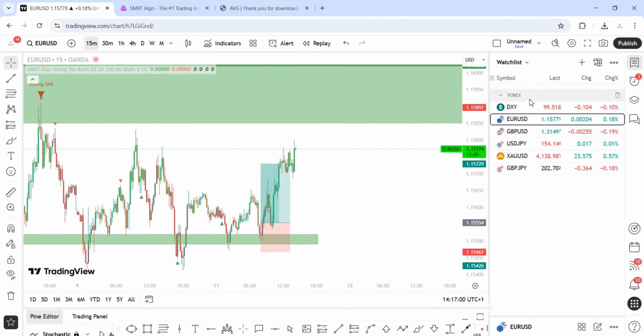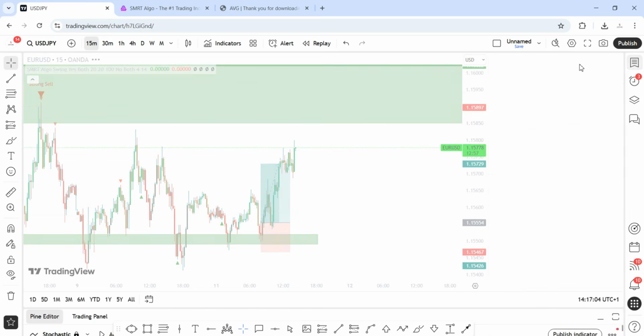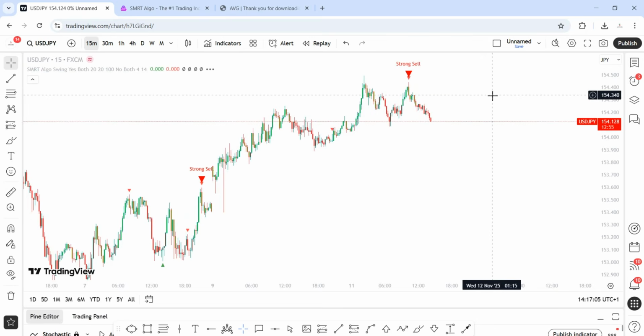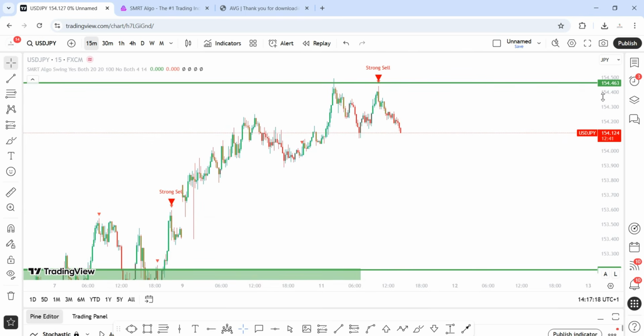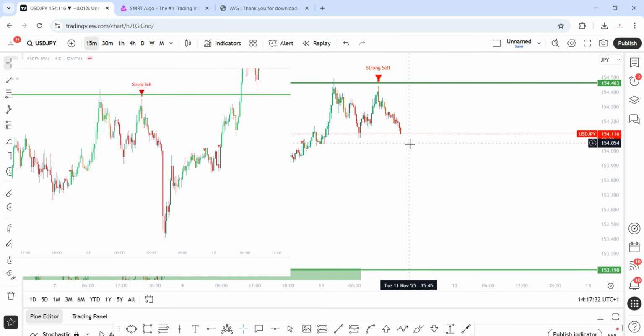All right, let's take one more example and wrap things up so that we don't keep this video too long. Let's look at USD JPY, one of the favorite pairs that traders love. All right, so remember this resistance level 2 from my weekly analysis on USD JPY, 154.463. You can see that price gave a strong sell from that area. This is the 15 minutes time frame. If you are taking those trades, you will be in profit right now.